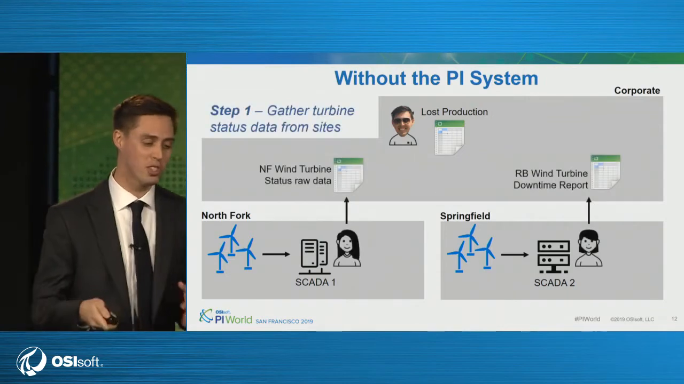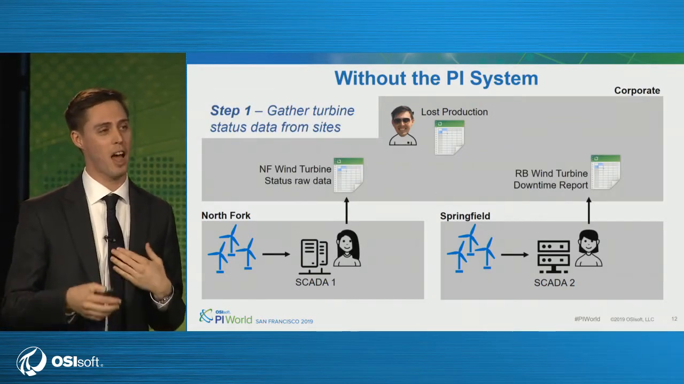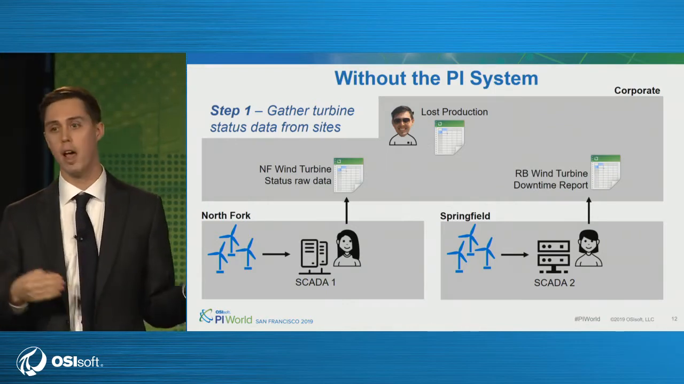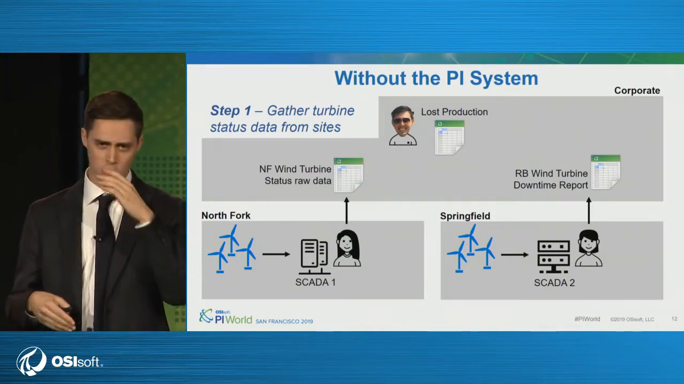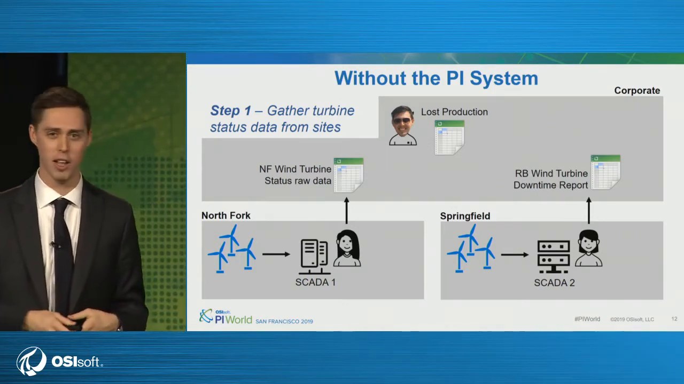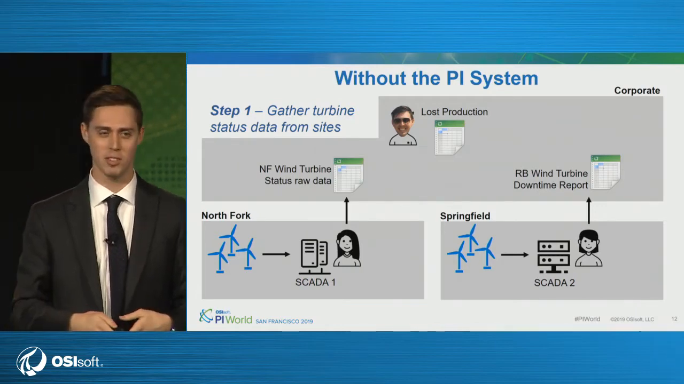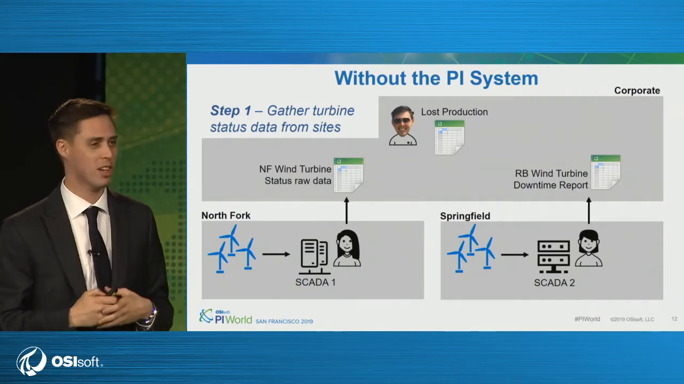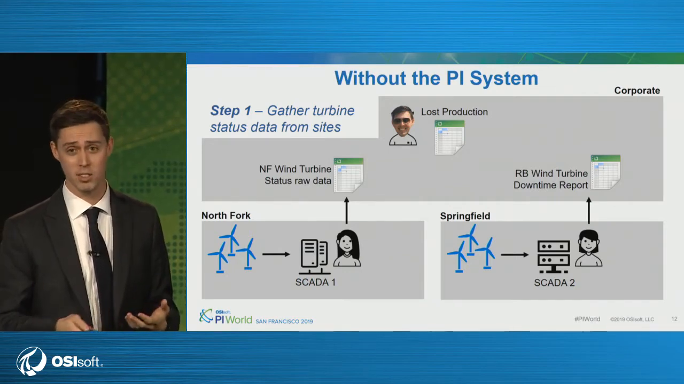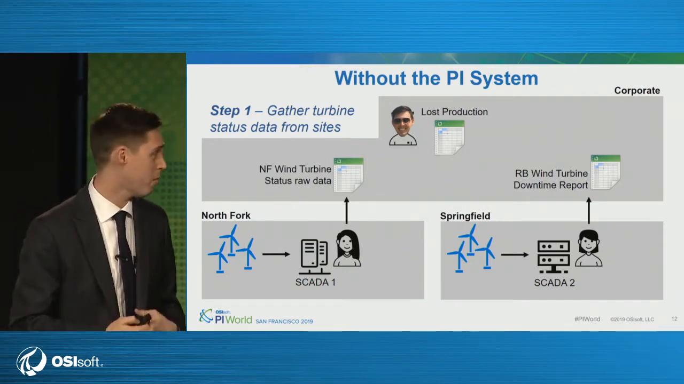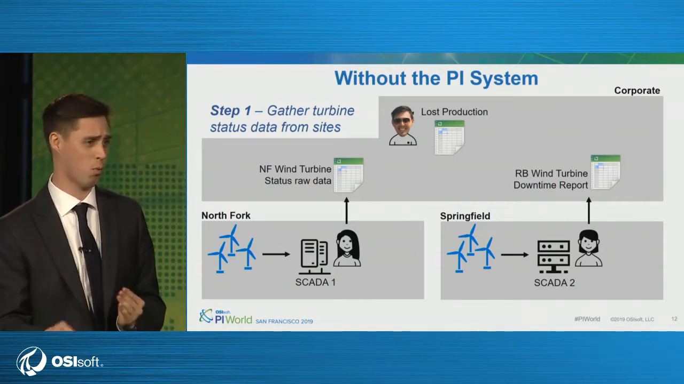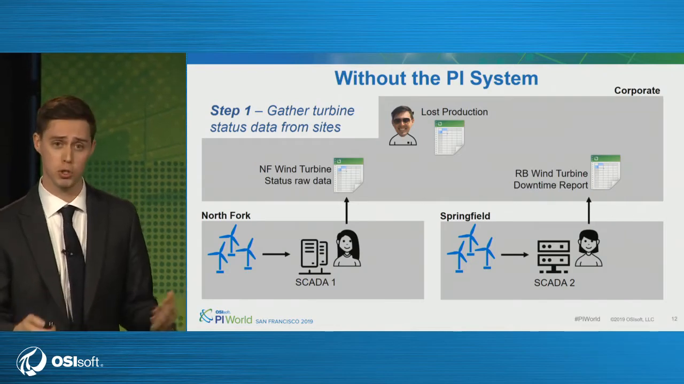And so the first step in creating this report is to gather the turbine status data from each of our sites, the North Fork and the Springfield site. And so I met two of you in the audience earlier, so I'm looping you into this demo. So we have Lauren from the North Fork site. She likes tennis, and she likes hiking as well. And she's giving me this turbine data as status raw data, which is useful.